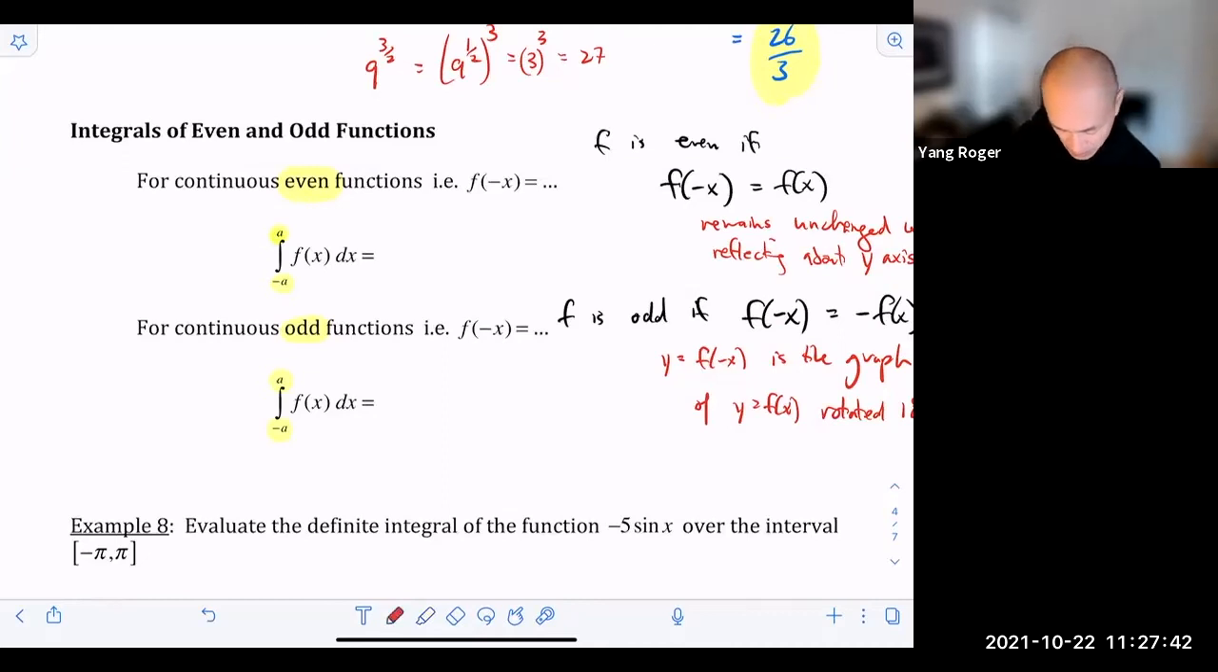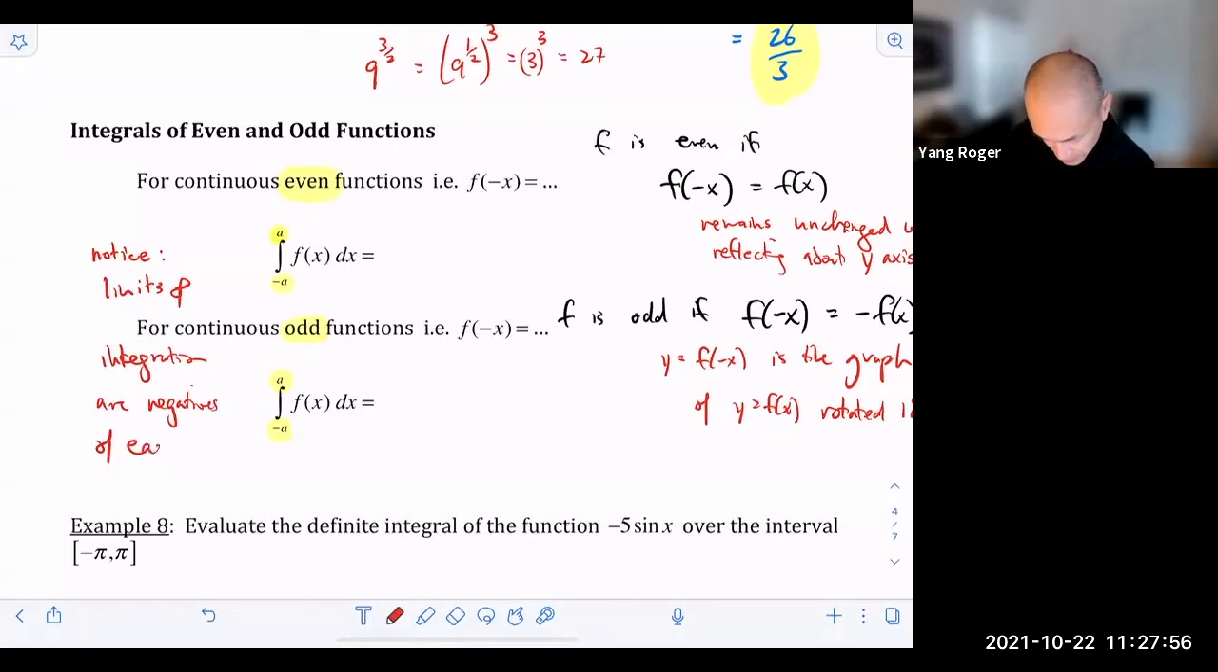So notice the limits of integration are negatives of each other. Okay. So the best one is for the odd function.